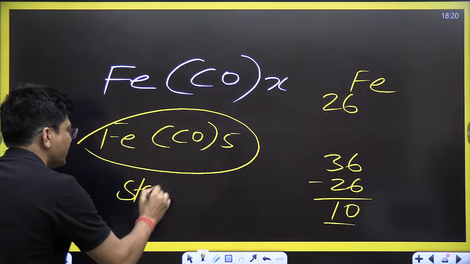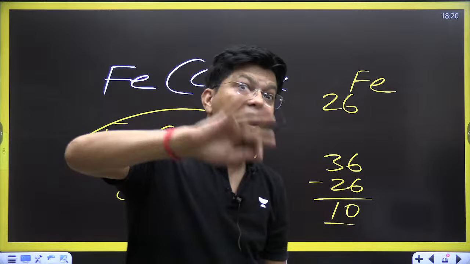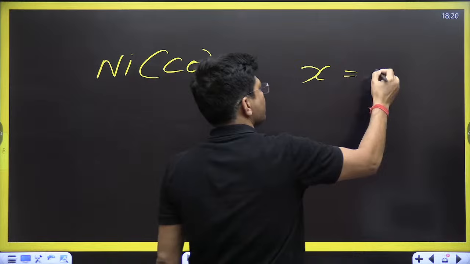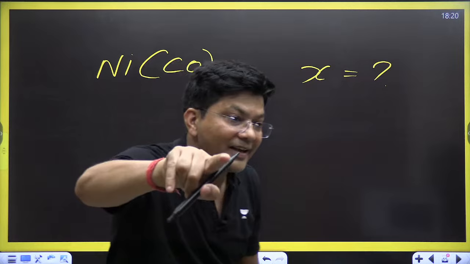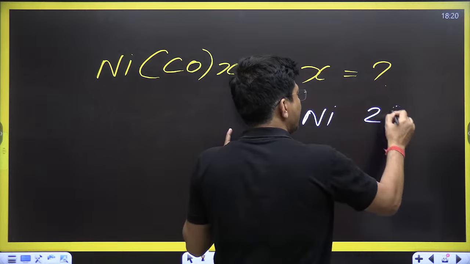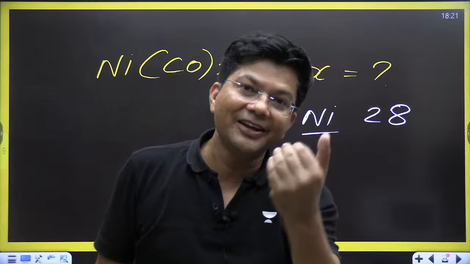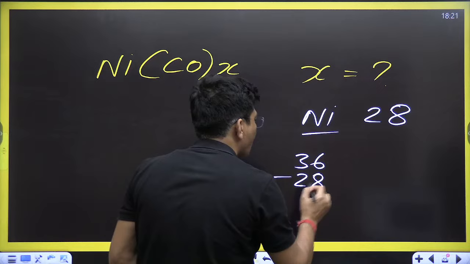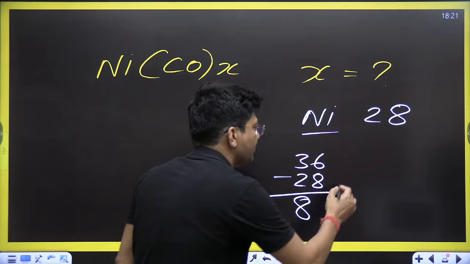Now my dear students, till now you are able to understand. Now if the examiner is asking, we are provided with nickel and CO, X, find out the value of X to make it stable. Now you know you can do it. Everyone, do let me know what should be the value of X. Selva Kumari, do let me know. Now see, nickel is 28. 36 minus 28, how much? 8. 8 divided by 2 is 4.